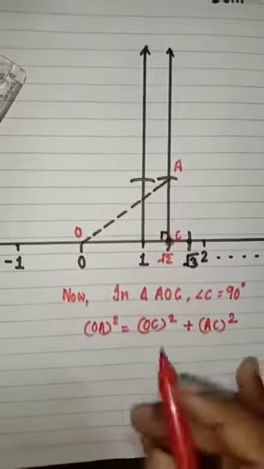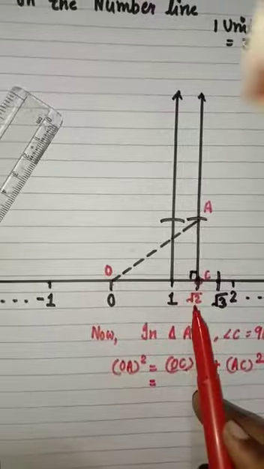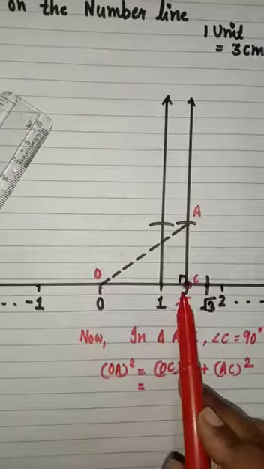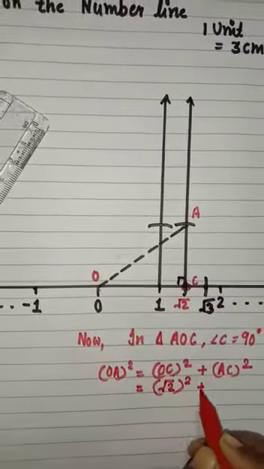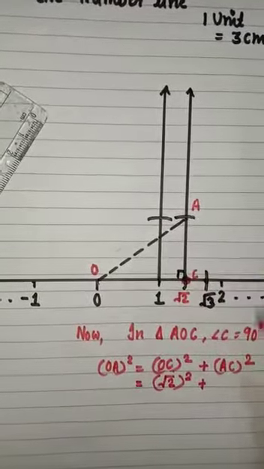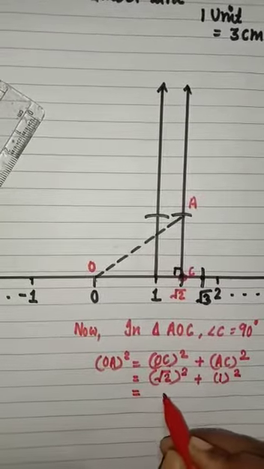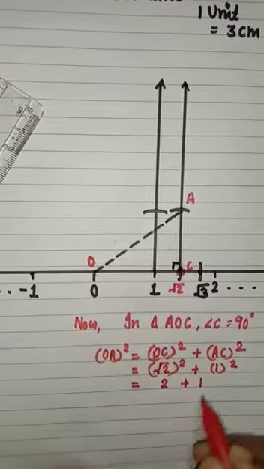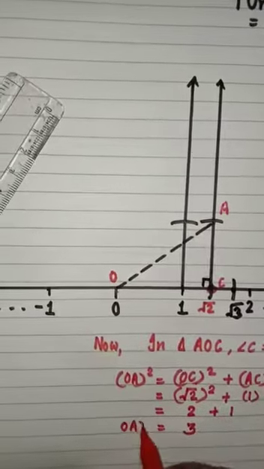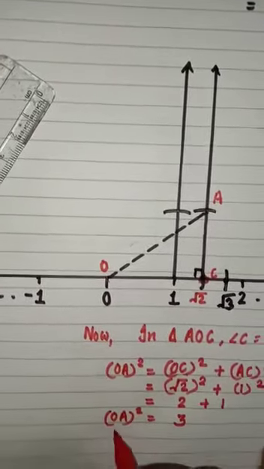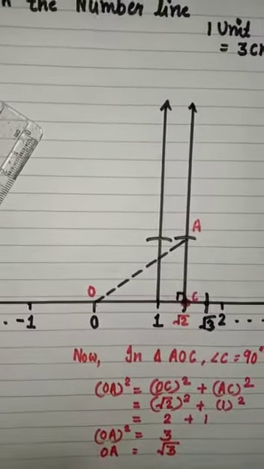Now I will substitute the values. You can see this point is root 2, so OC is root 2. Root 2 whole square plus AC, which is 1 unit. So root 2 squared is 2, plus 1 is equal to 3. So OA whole square is 3. So OA is equal to what? Root 3, by taking the square root on both sides.